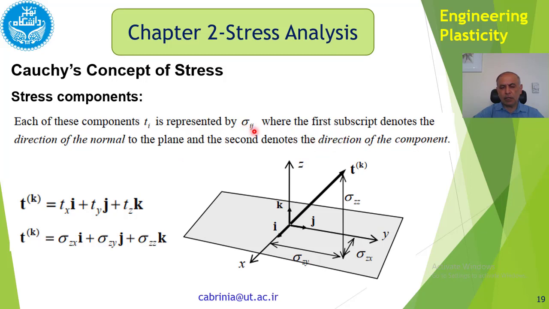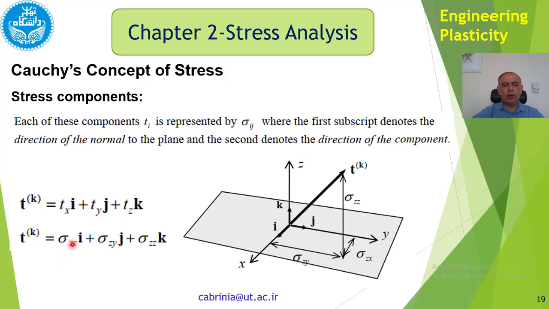So j, which is the second index, indicates the direction. For instance, if we are in the xy plane and we want to denote the stress in the y direction, we put j equal to y. So if we are in the xy plane and in the y direction, we write this as sigma zy.